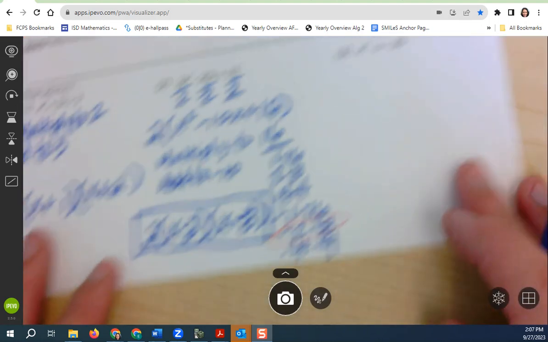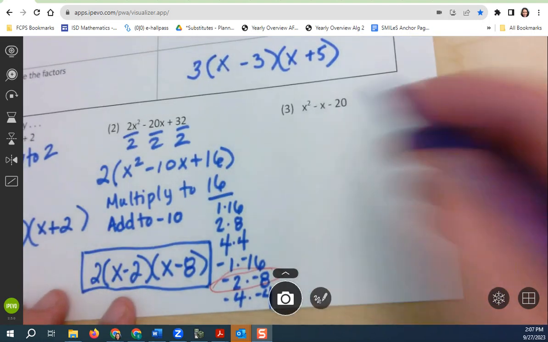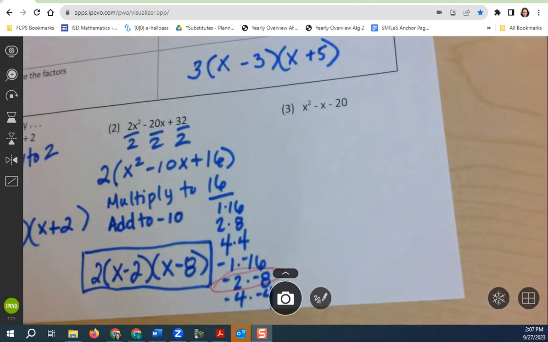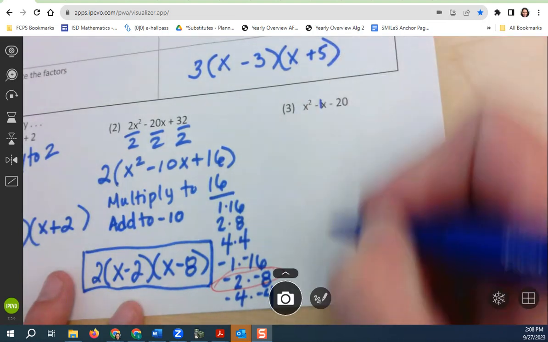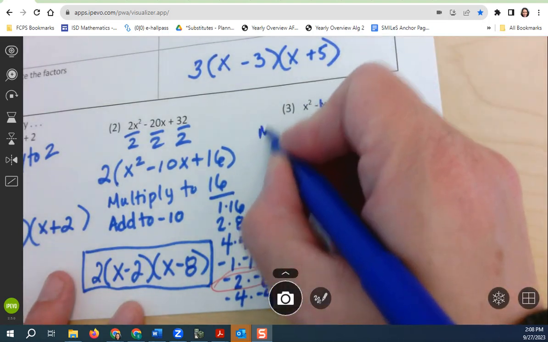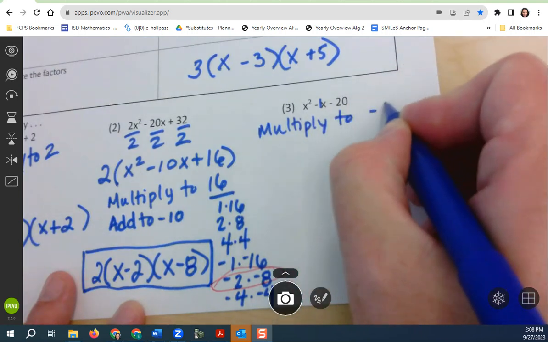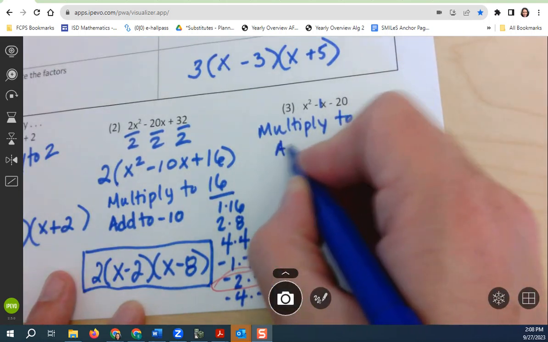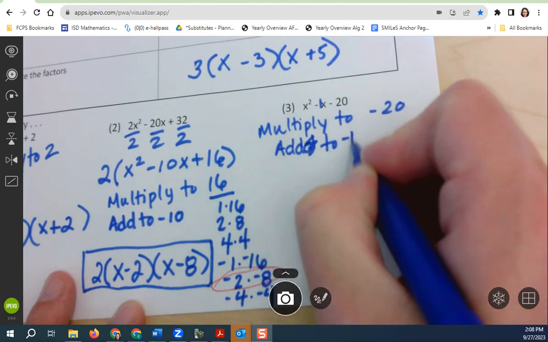All right, last one was also tricky because there is no number in front of the x. It has to multiply to negative 20 and add to what number? Negative 1, yeah. So negative x is the same as negative 1x. So it's going to multiply to negative 20 and add to negative 1.